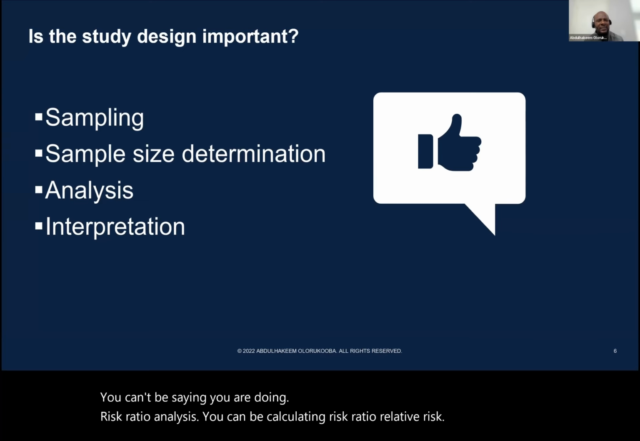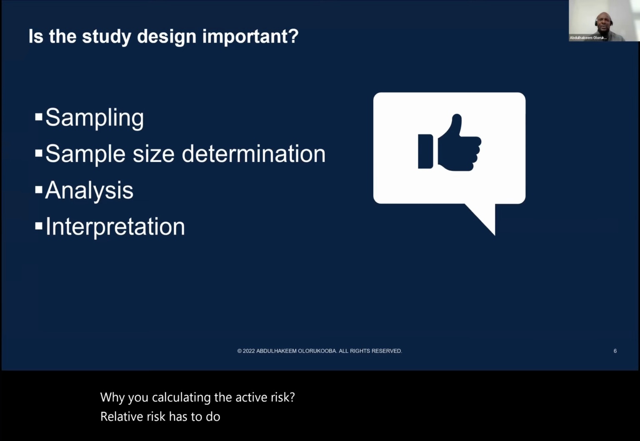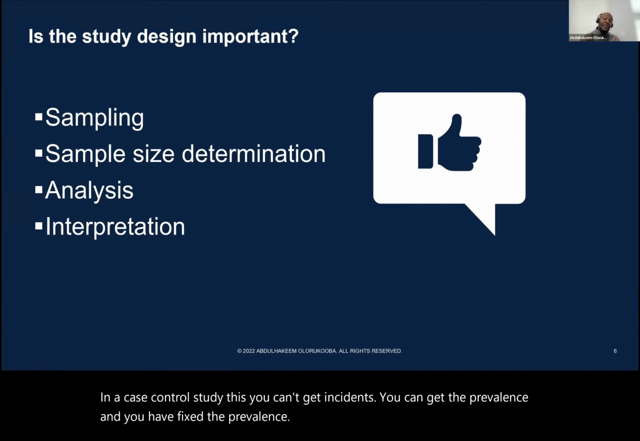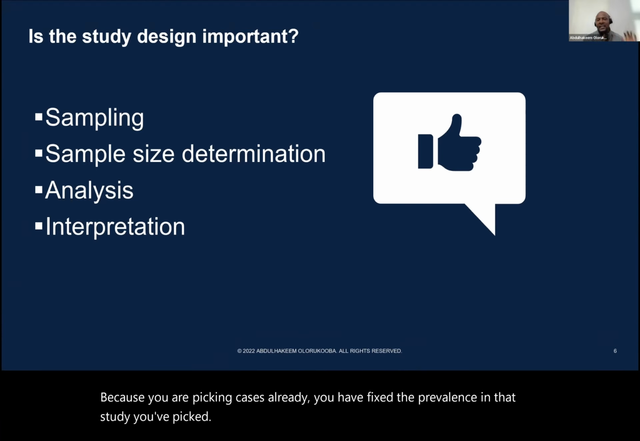Why are you calculating relative risk? Relative risk has to do with incidence. How can you get incidence in a case control study? You can't get incidence. You can get a prevalence, and you have fixed the prevalence because you are picking cases. Already you have fixed the prevalence in that study. You are going to pick 500 cases.